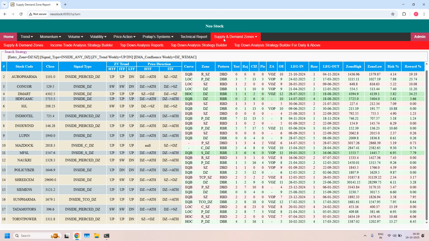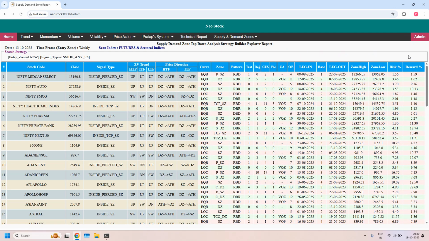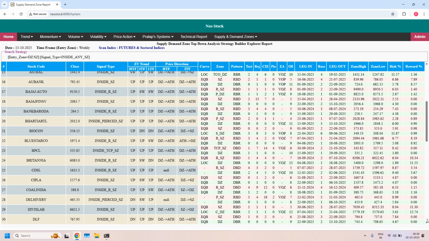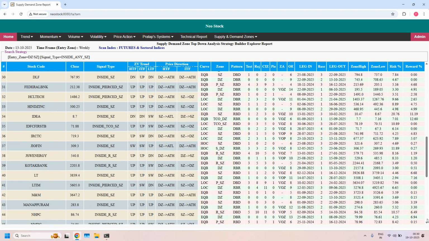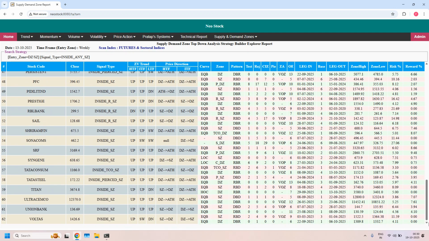Okay, next, price closed inside the weekly supply zone. First 15 stocks in the list. Scrolling the list down. Total 62 stocks are filtered.